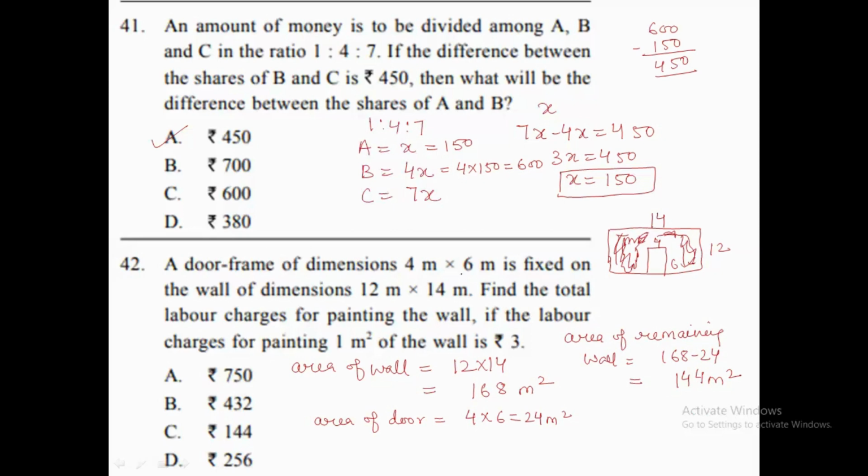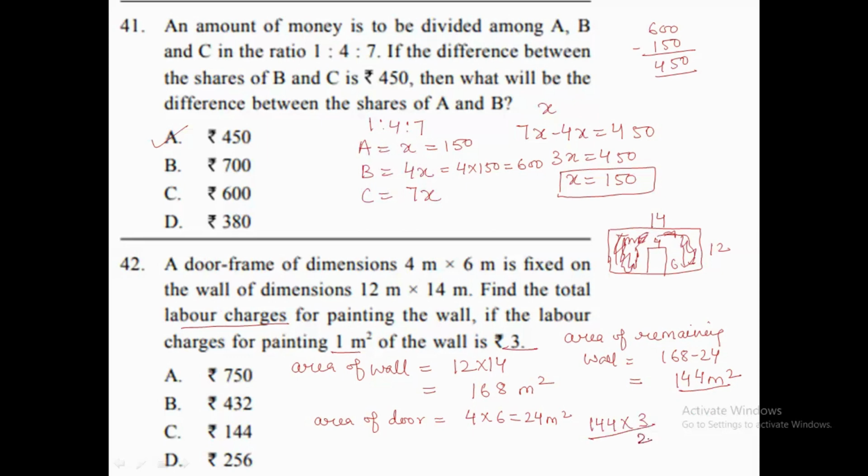Now the question is asking for the total labor charges for painting the wall. If the labor charge for painting 1 meter square is 3 rupees, then for 144 meter square how much will he charge? So 144 multiplied by 3. How much are we getting?